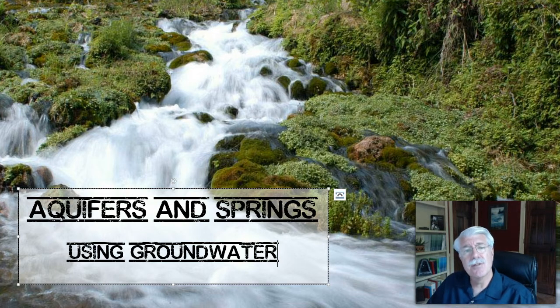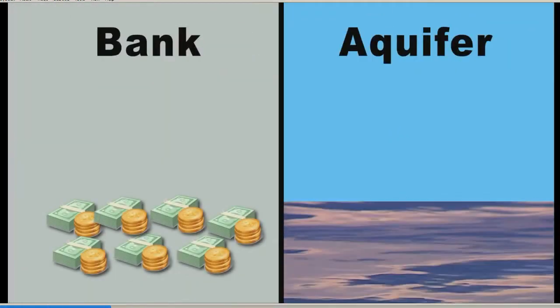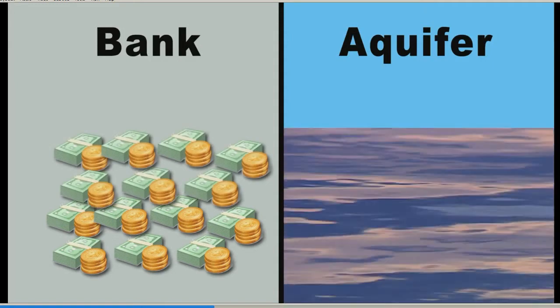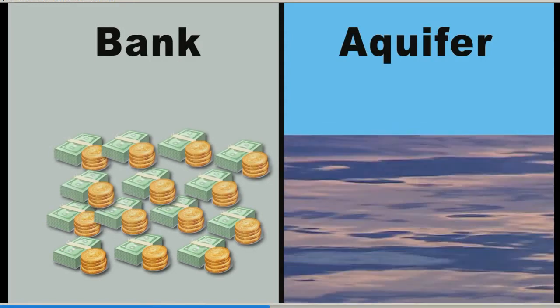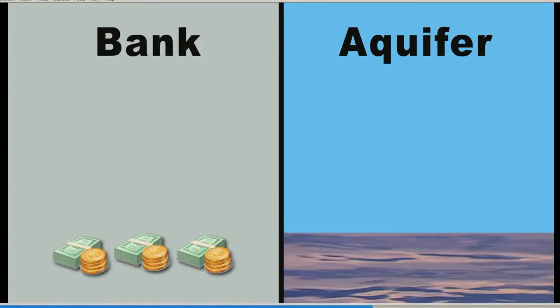It's kind of like this. You can think of groundwater in an aquifer as money in your bank account. Each time you put money in, the amount of money you have grows. When you take money out, your bank account goes down and stays down until you put more money in.